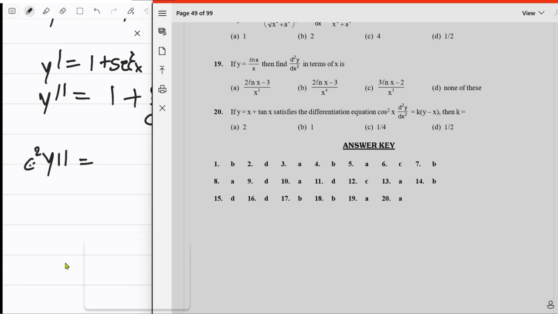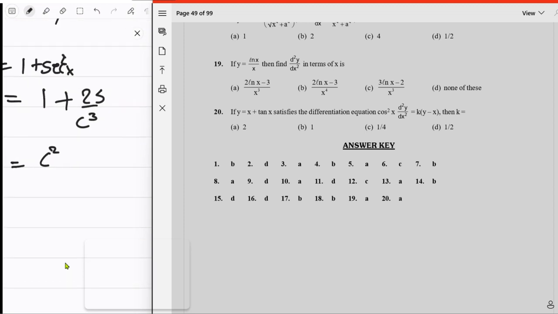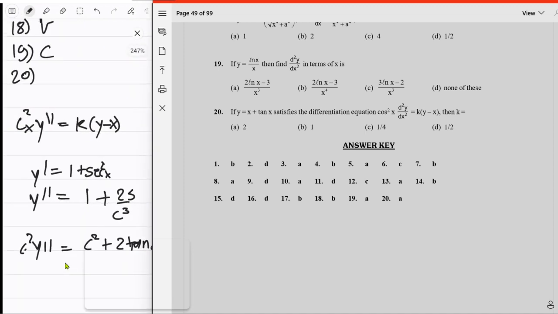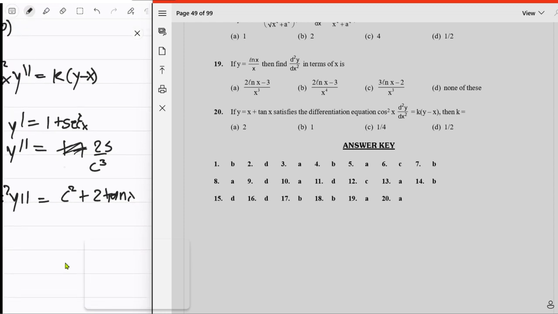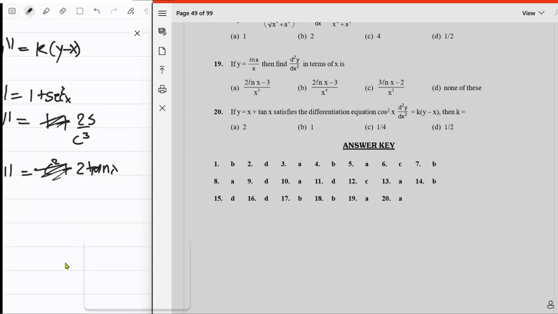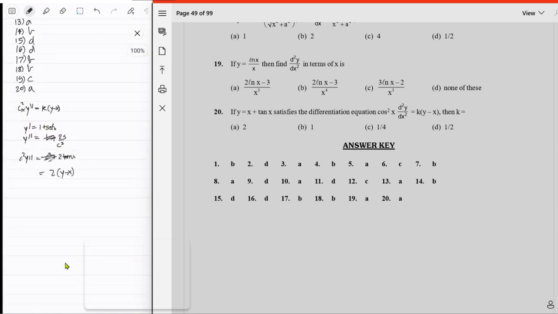Cosine square y double dash, that is equal to what? Cosine square plus 2 tan of x. We know what tan of x is though, right? So y is x plus tan of x. Oh, sorry, that one is just not there, so it's not supposed to be there as well. It's just 2 tan of x, which is like 2 times y minus x, of course. So k is just 2. So the answer is A. There we go. Okay, let's check.